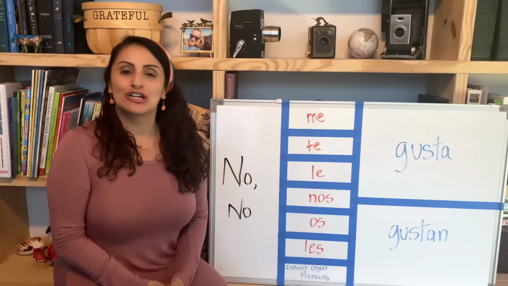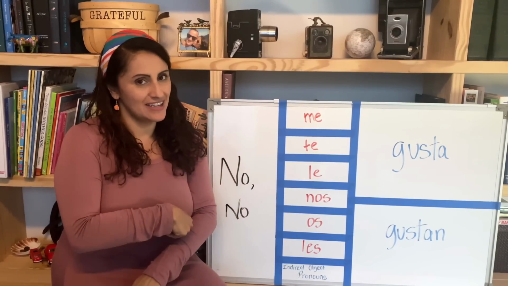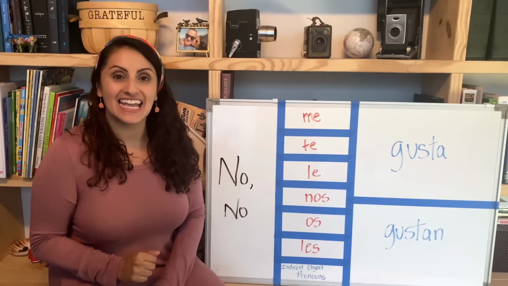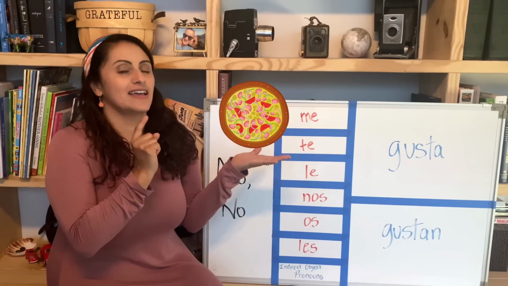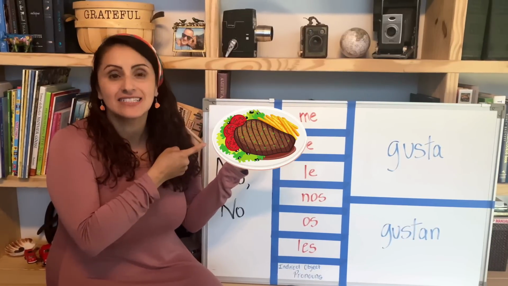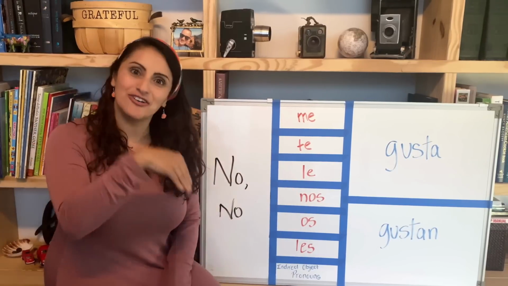Today, we are learning how to say I like something or I don't like something. We are going to go ahead and get into things like I like hamburger, I like pizza, I like bread, I like meat, all of those things. Can you tell I'm hungry? Let's go right into the lesson.